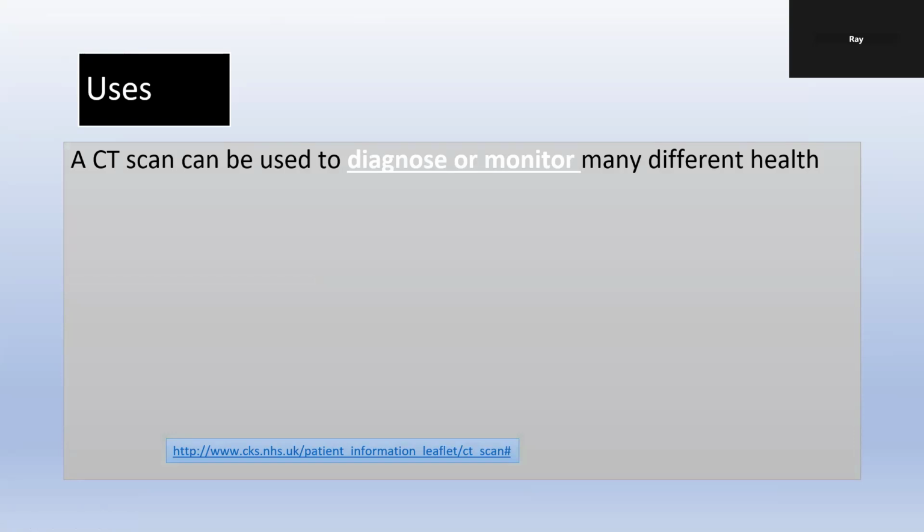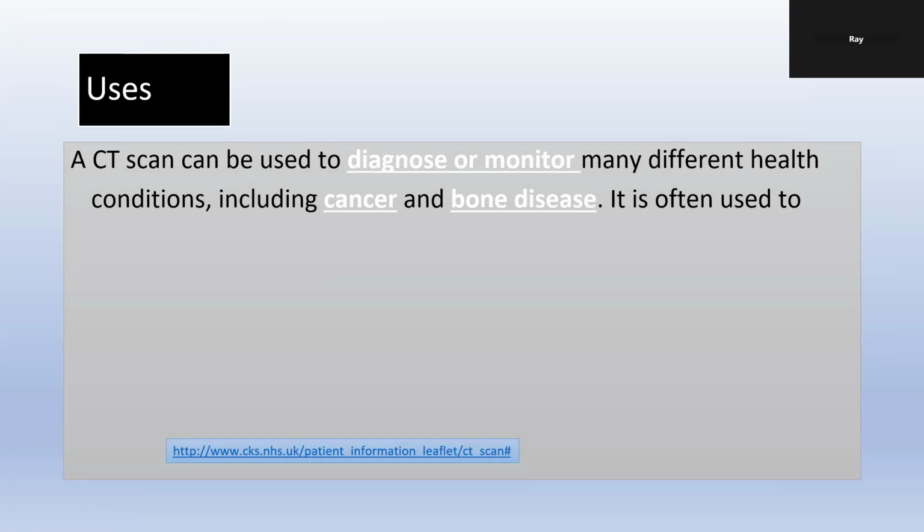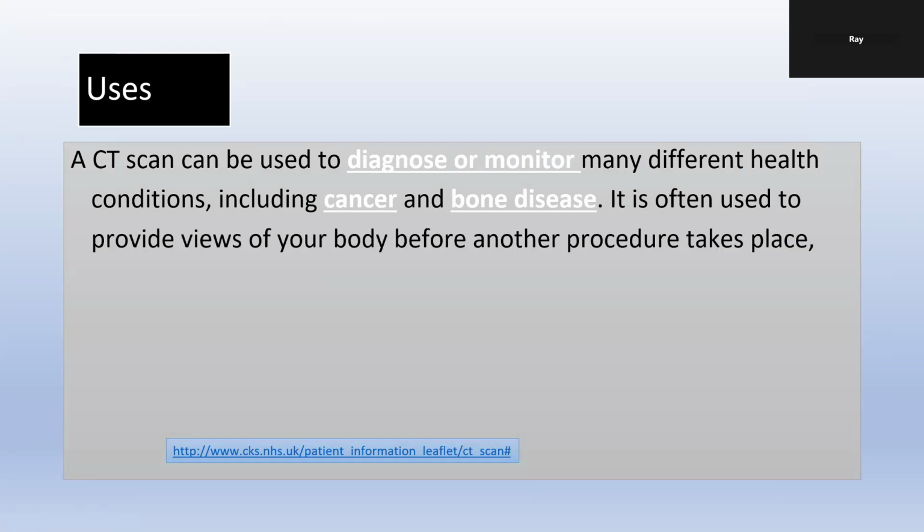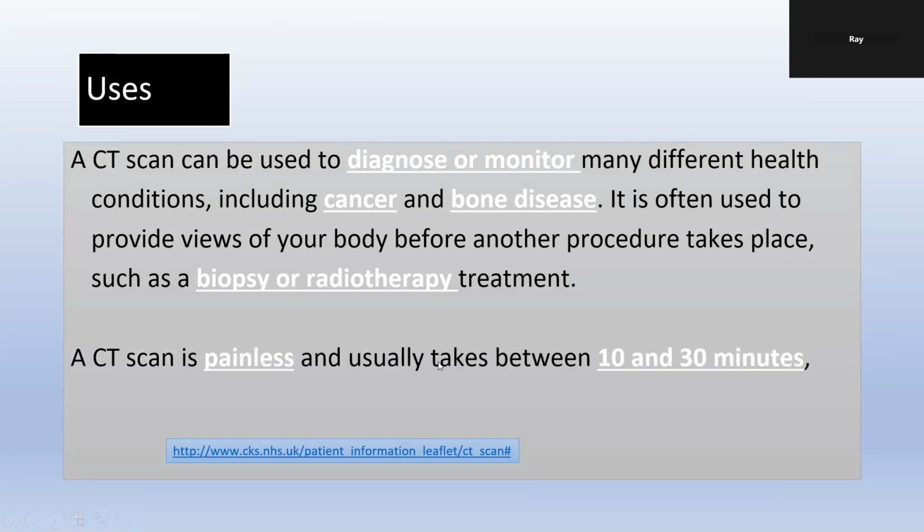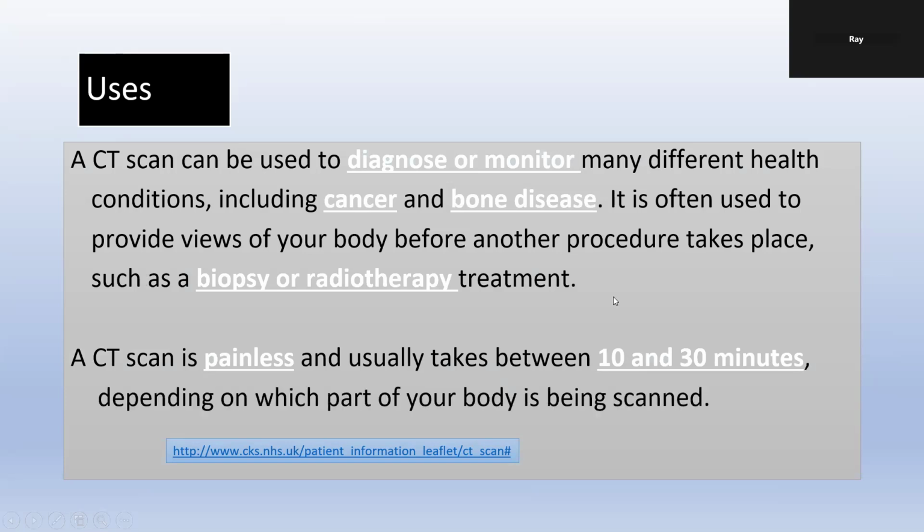The CT scan can be used to diagnose or monitor many different health conditions, including cancer and bone disease. It's often used to provide views of your body before another procedure takes place, such as a biopsy or radiotherapy treatment. It gives a picture of what is happening and then what is the next step to do. CT scan is painless, you don't feel any pain, and usually takes about 10 to 30 minutes, which is quite long compared to X-ray, depending on which part of the body is being scanned.